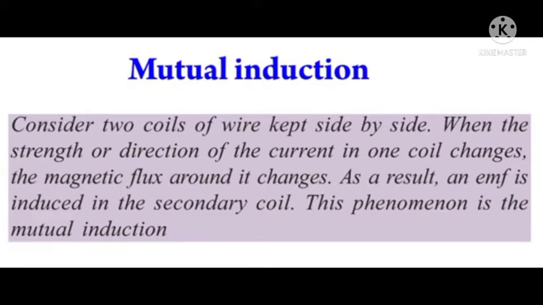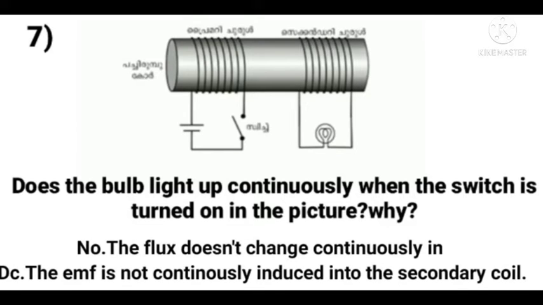What is mutual induction? Consider two coils of wire kept side by side. When the strength or direction of the current in one coil changes, the magnetic flux around it changes. As a result, an EMF is induced in the secondary coil. This phenomenon is the mutual induction. It is the picture of a mutual induction. Here two coils are given. One is the primary coil and the other is the secondary coil.